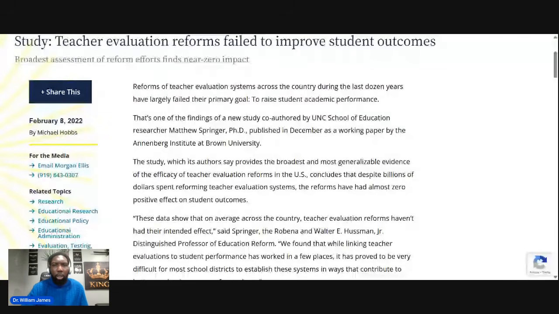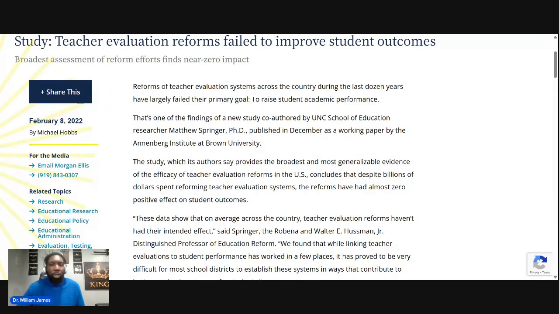So here's more data on the problems with evaluations. It says, study: teacher evaluation reforms failed to improve student outcomes. This is from February 8th, 2022, so 4 years ago, and there are several studies like this that prove this. This is one of the findings from a new study co-authored by UNC School of Education researcher Matthew Springer, PhD, published in December as a working paper by the Annenberg Institute at Brown University. So there was a study at Brown University that found that teacher evaluation reforms do not improve student outcomes.